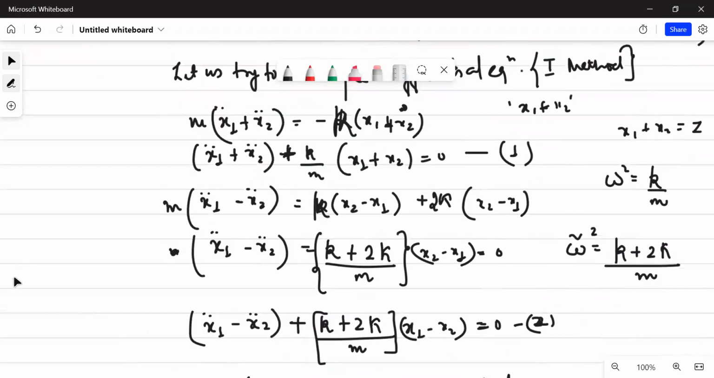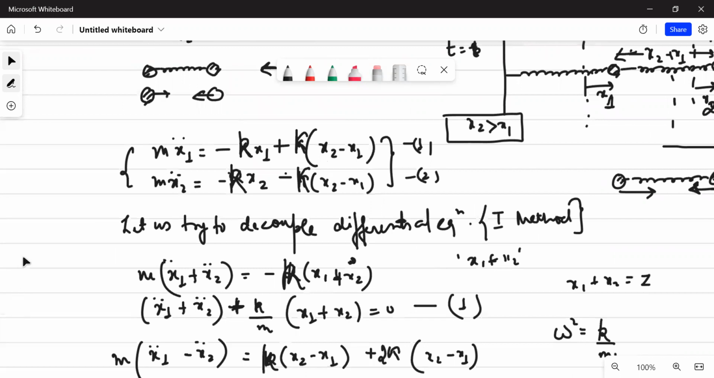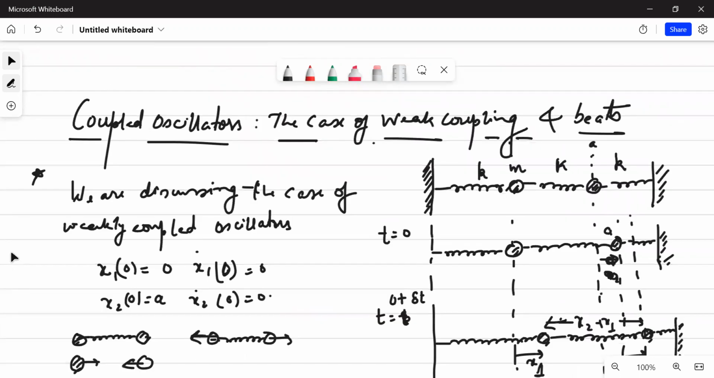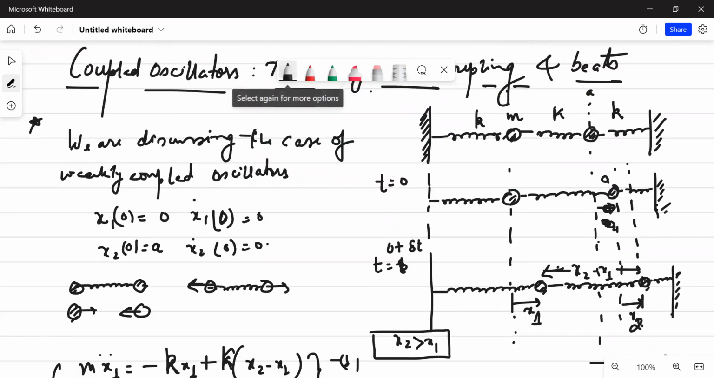The right mass is acting, you can see that your x2 is acting as a driving force for x1. So if this x2 is slightly greater than x1, what is happening? It is trying to pull this particular mass in this direction with k(x2 minus x1). Is that clear? So in any case, you can understand. Also from the graph, it is clear.